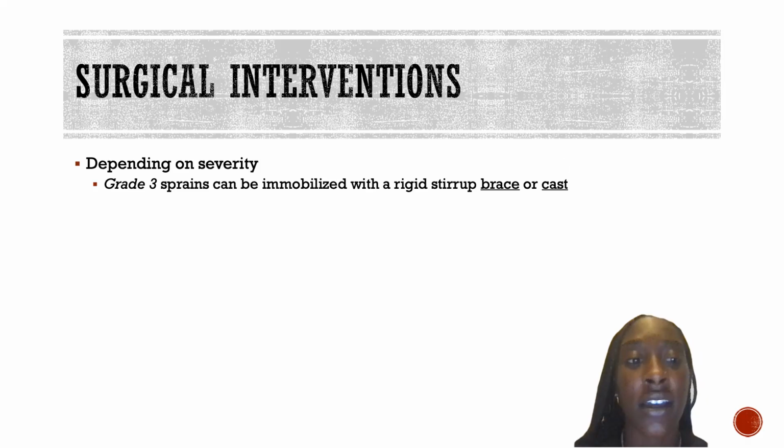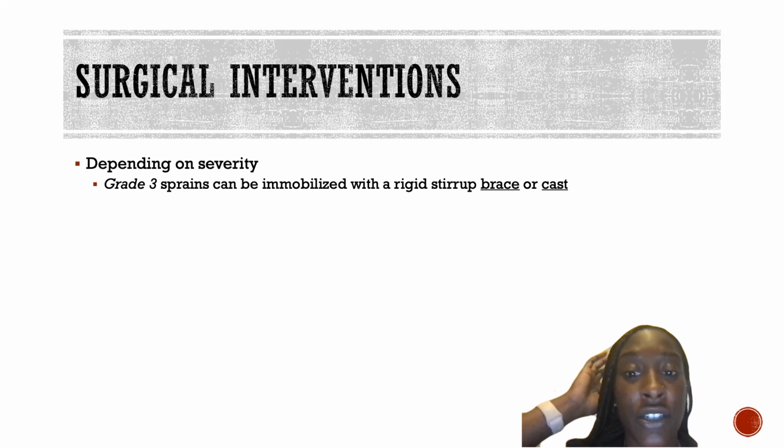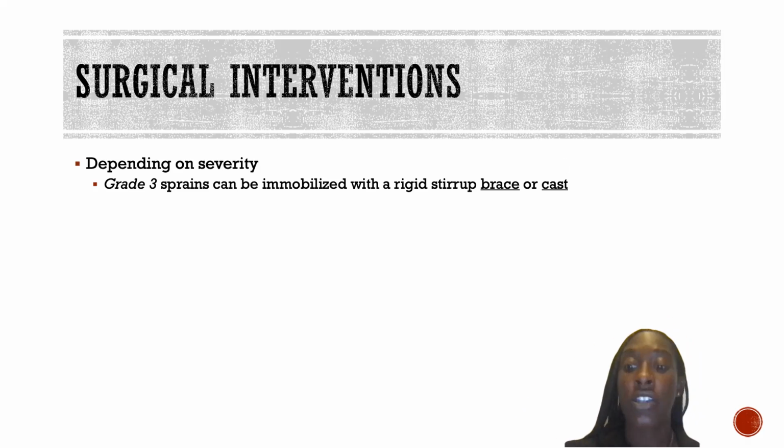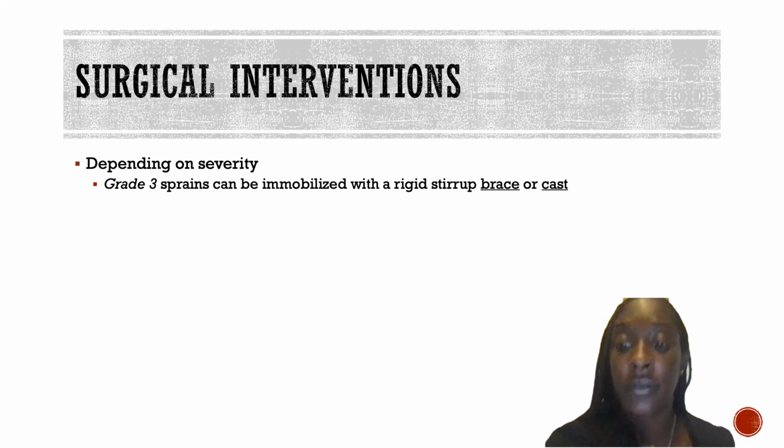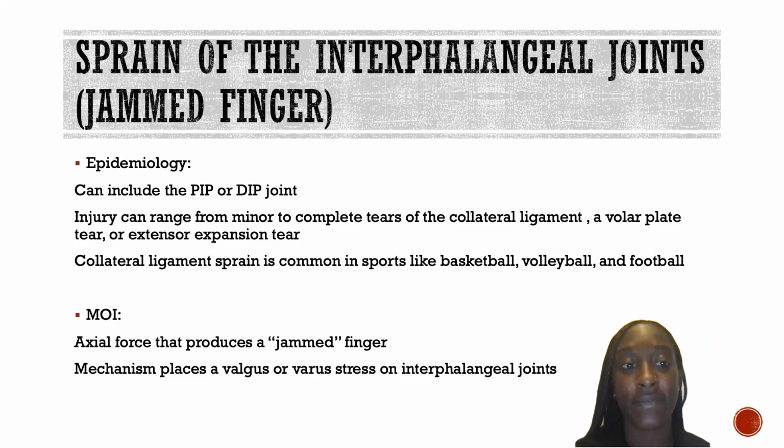Surgical interventions, it depends on the severity. I've even seen for grade 3 ankle sprains that it could be immobilized for up to 10 days with a stirrup brace or a cast. So it truly just depends on the severity of the ankle sprain.